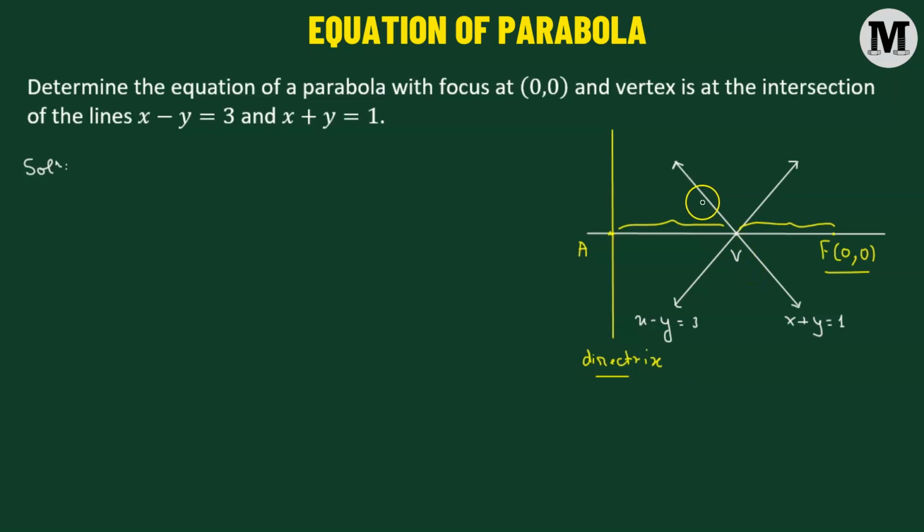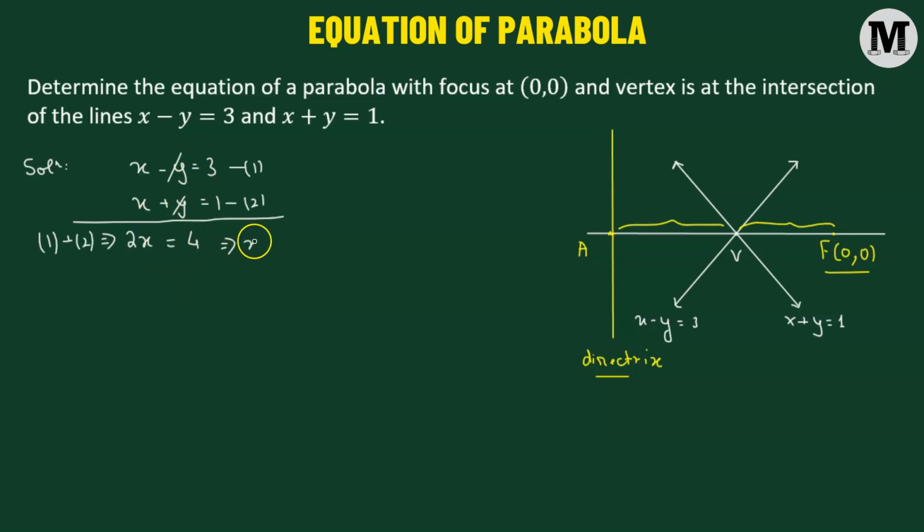This is simply obtained by solving the two equations of the straight lines, because their common point of intersection is going to give us the coordinates of V. So here we have x minus y equals 3, which is one equation of the line, and then we have x plus y equals 1, which is the other equation. Now we're going to add equation 1 and equation 2. So we get 2x, since negative y and positive y cancel out, and this equals 4.